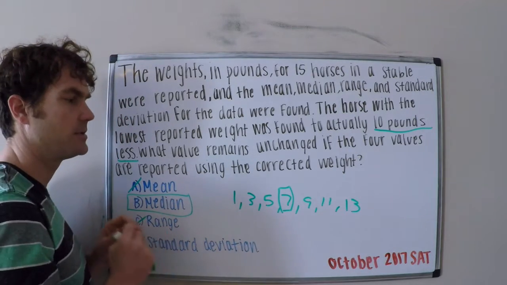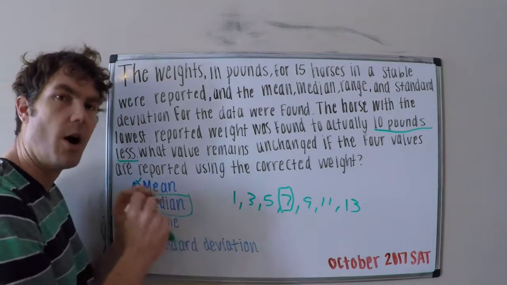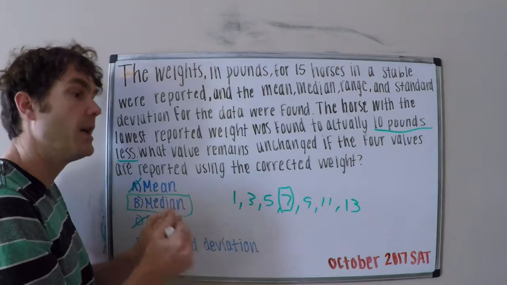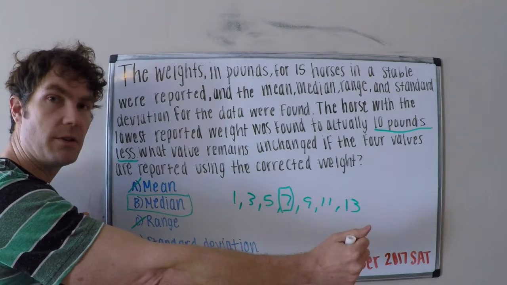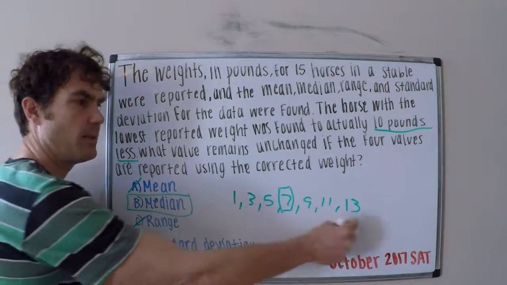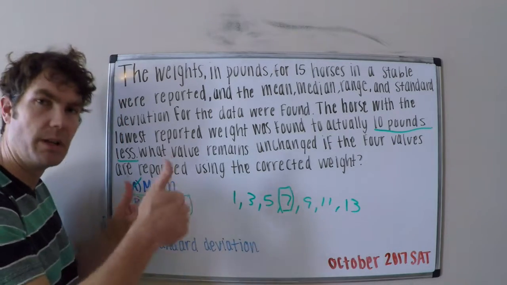So standard deviation is measuring the distance from the mean. So if all of the values are the same, the standard deviation would be 0. The further the values were from the mean, the higher the standard deviation. So if I had a bunch of 1s and a bunch of 13s, that would give a really high standard deviation.